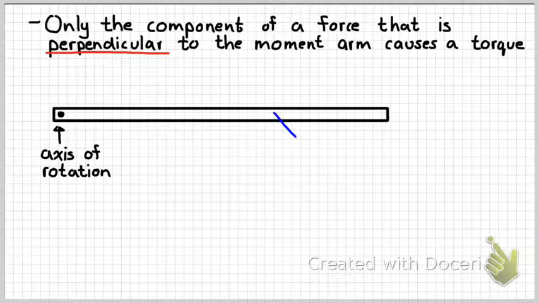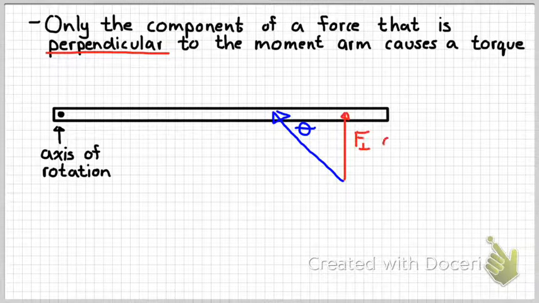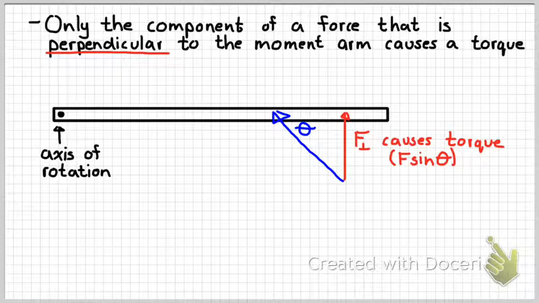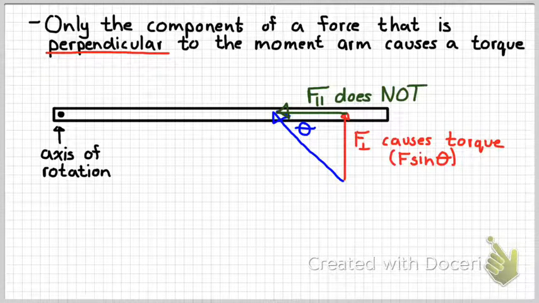So if we have some force F that's at an angle, what we need to do is figure out what the perpendicular component is. And generally we'll label that F with a subscript perpendicular sign. So in this case, the perpendicular component would be found by using the sine of the angle. The parallel component does not do any torque.